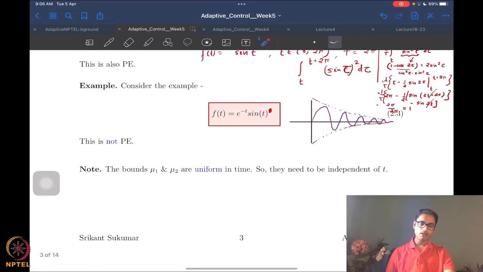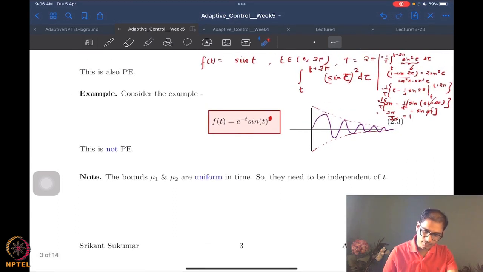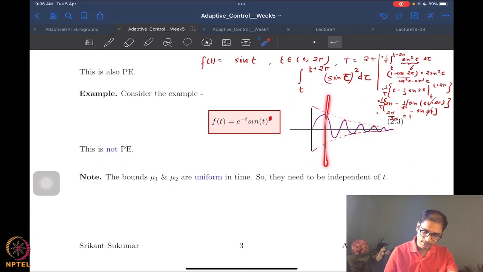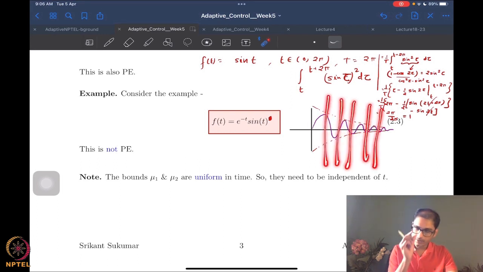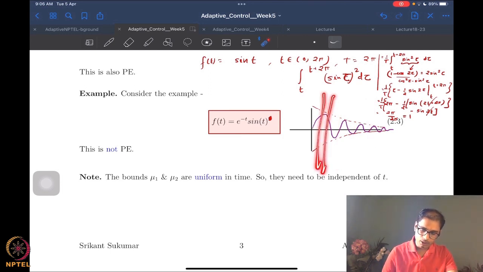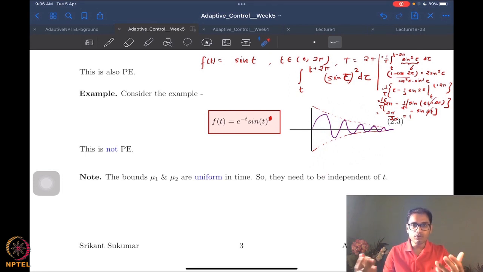What happens is that this integral over this window of capital T, I make a window, then I move the window, and so on and so forth. You can see I get smaller and smaller pieces, smaller amplitudes. In fact, this amplitude will be scaled by an e to the power minus t. And because I get smaller and smaller amplitudes, my mu 1 and mu 2 for a particular window start to get smaller and smaller.